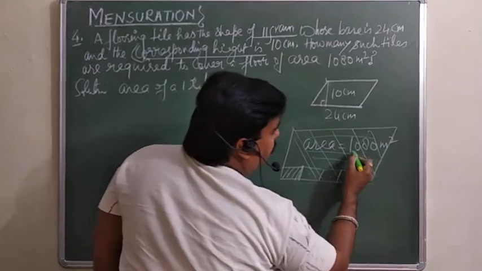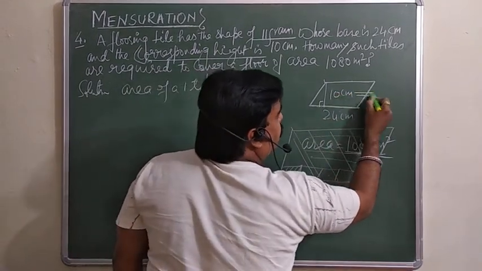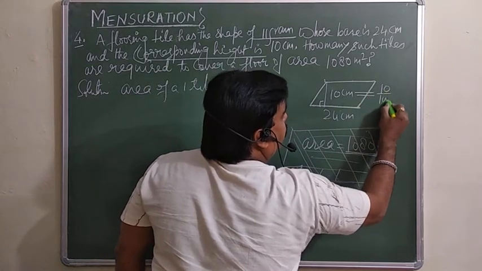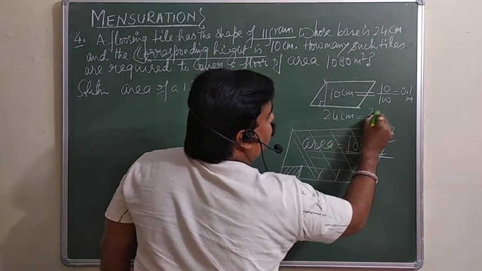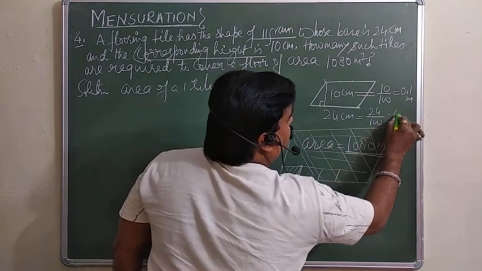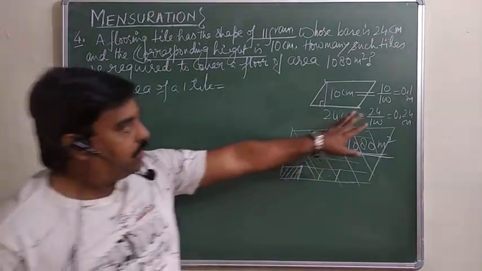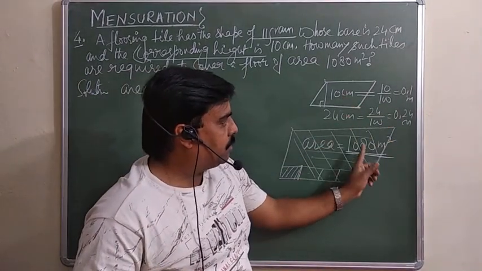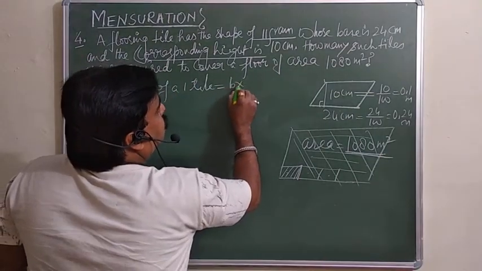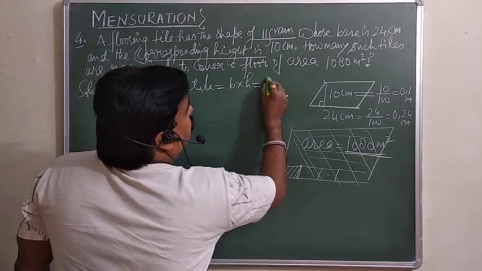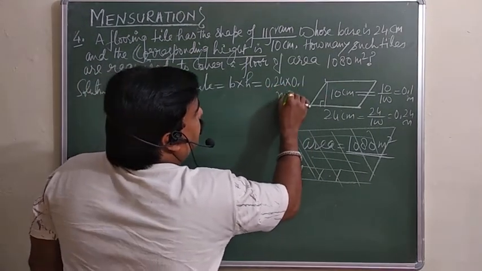But remember here the area is given in meter square, and this is given in centimeter, so you are supposed to change the unit. Changing this, 10/100 is 0.1 meter, and 24/100 is 0.24 meter. So this area will be base into corresponding altitude. Base is 0.24 and this is into 0.1. This is the area of one tile.